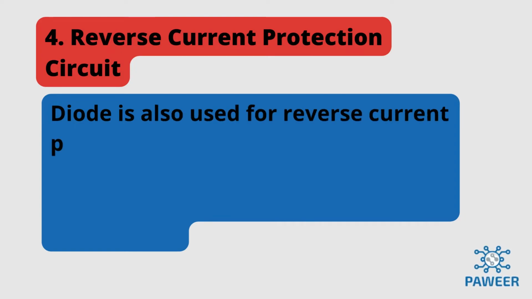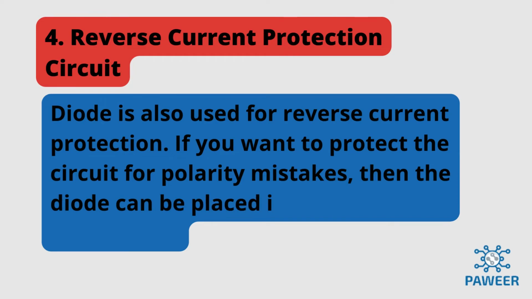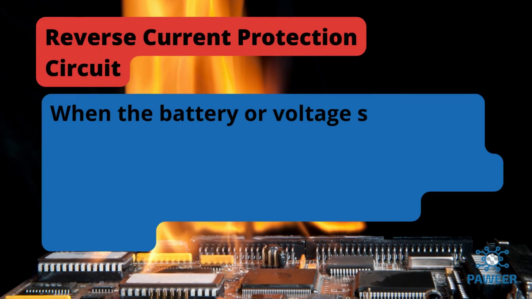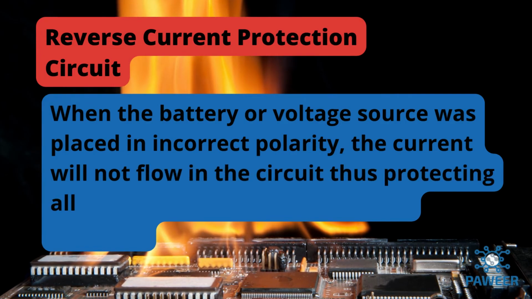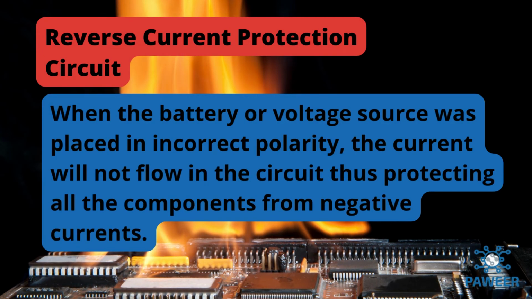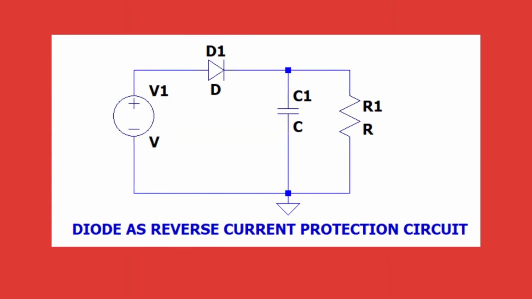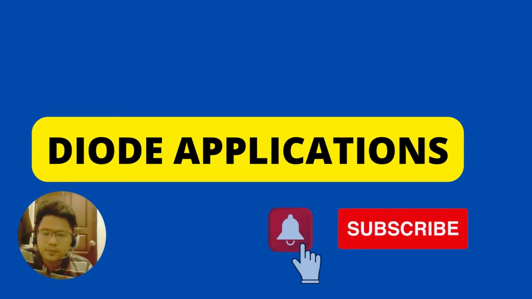Number 4. Reverse current protection circuit. Diode is also used for reverse current protection. If you want to protect the circuit from polarity mistakes, then the diode can be placed in series with a positive line. When the battery or voltage source is placed in incorrect polarity, the current will not flow in the circuit, thus protecting all the components from the negative currents. As shown on the screen is an example of a reverse current protection circuit.